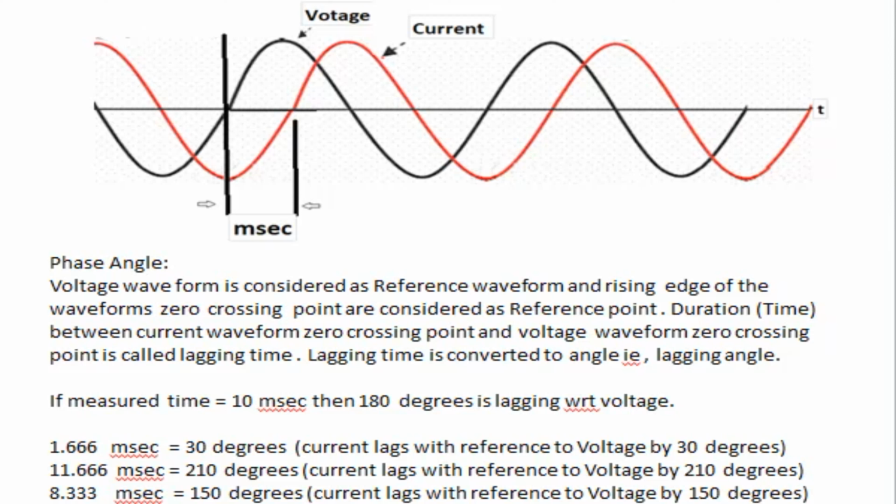Suppose the measured time is 1.66 millisecond, that is equal to 30 degrees. Current lags with reference to voltage by 30 degrees. If measured time is 11.66 milliseconds, that is equal to 210 degrees, current lags with reference to voltage by 210 degrees. If the measured time is 8.33 millisecond, equal to 150 degrees, current lags by 150 degrees. 18.33 millisecond corresponds to 200 degrees. Current lags with reference to voltage by 200 degrees.